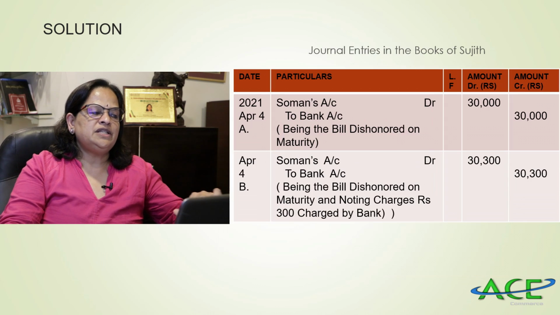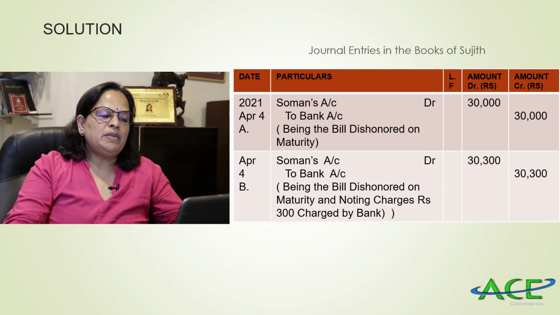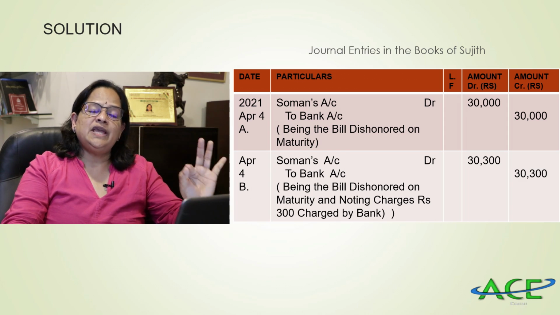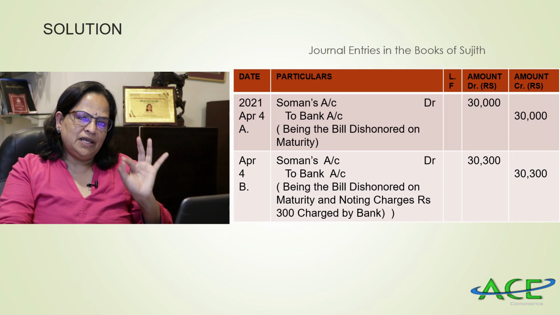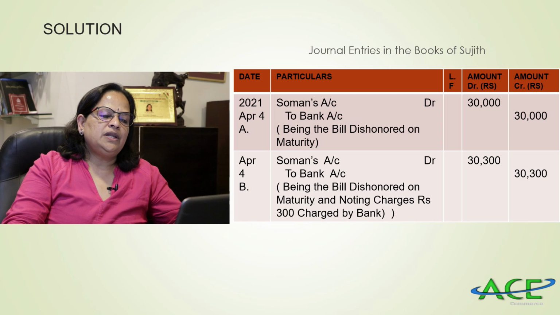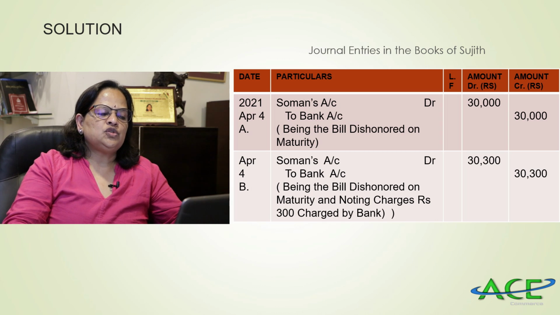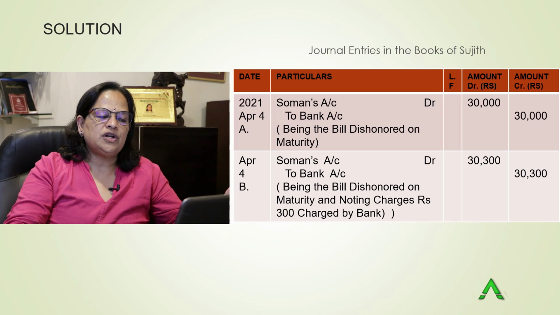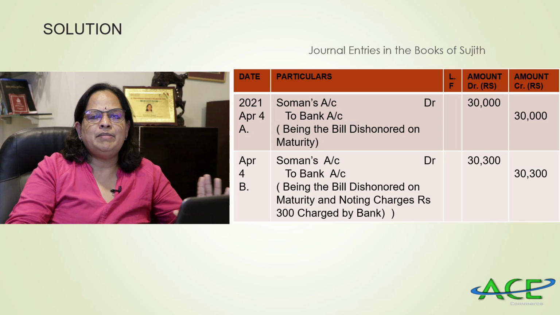Now journal entries in the books of Sujit. So Soman's account debit to bank account 30,000, being the bill dishonored on the maturity date. That is April 4th. Remember that it is 3 months, February, March, April plus 3 days of grace. Now next is Soman's account debit to bank account 30,300, being the bill dishonored on maturity and noting charges rupees 300 charged by the bank.